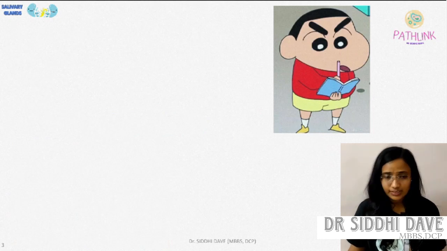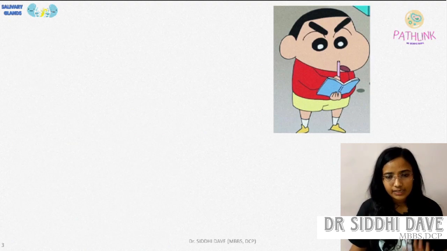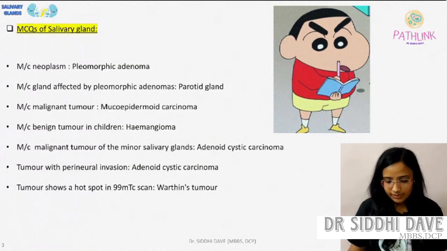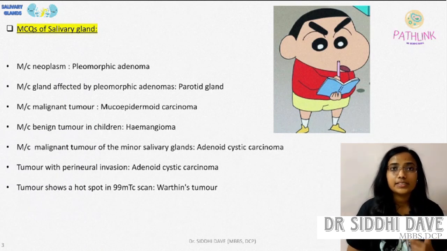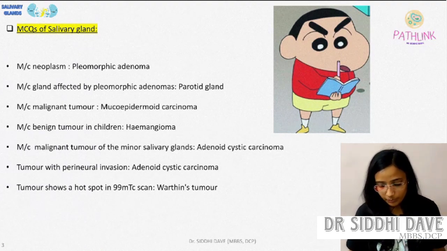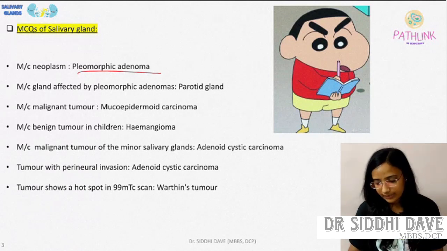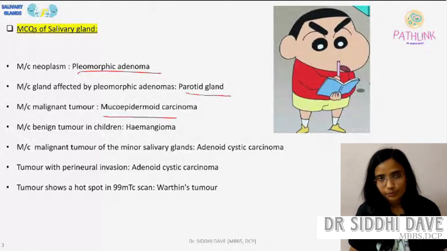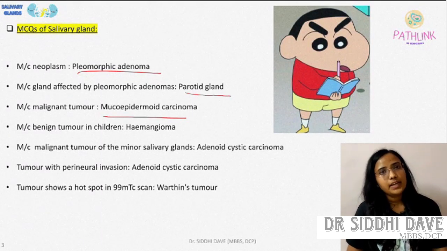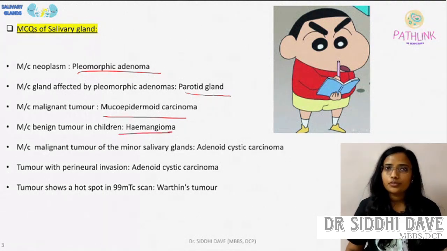Next we will discuss the high-yield MCQ topics from the salivary gland, and you just have to memorize these. The most common neoplasm of the salivary gland is pleomorphic adenoma. The most common gland affected by pleomorphic adenoma is the parotid gland. The most common malignant tumor of the salivary gland is MEC, mucoepidermoid carcinoma. The most common benign tumor of the salivary gland in children is hemangioma.